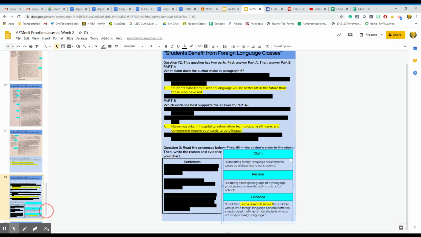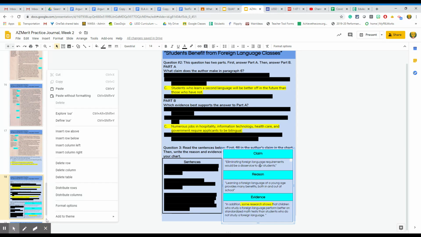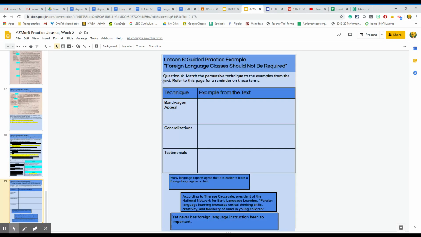Okay, last page. Lesson 6, guided practice example. Okay, I don't know why I'm reading that. We already know that. Okay, let's move down to question 4.